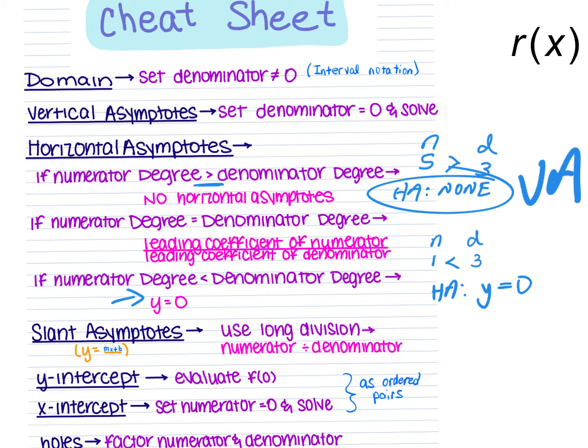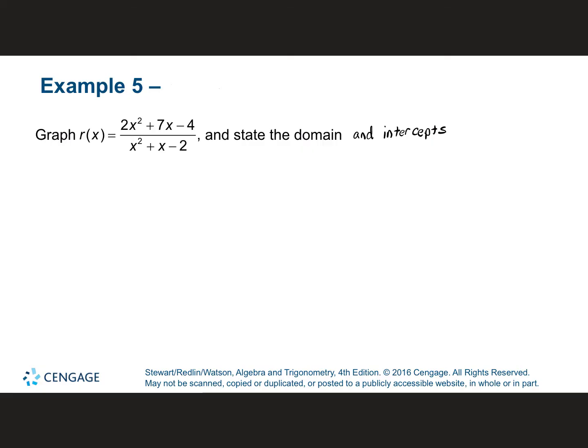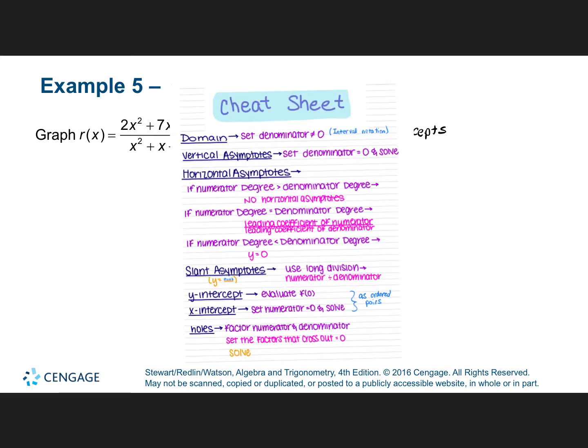Horizontal asymptote has 3 options. It's either none, y equals 0, or you take the numerator leading coefficient over the denominator leading coefficient. That's it. Not bad. First thing I'm going to do is get a picture of my cheat sheet, put it in there so I can just remember.